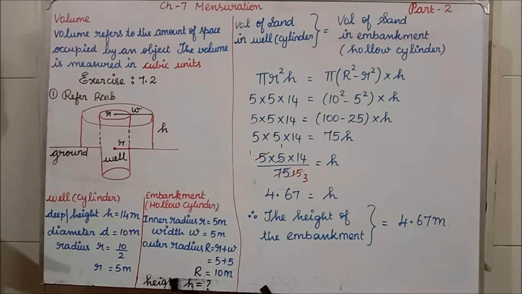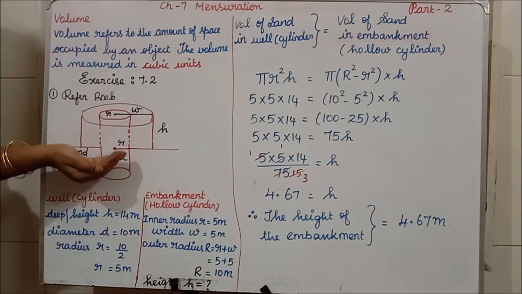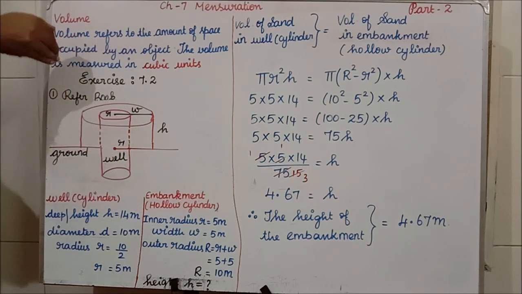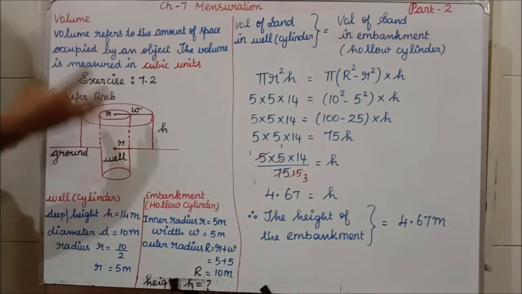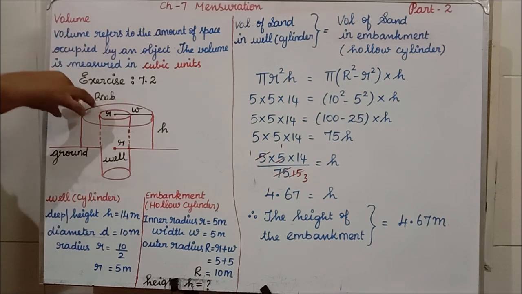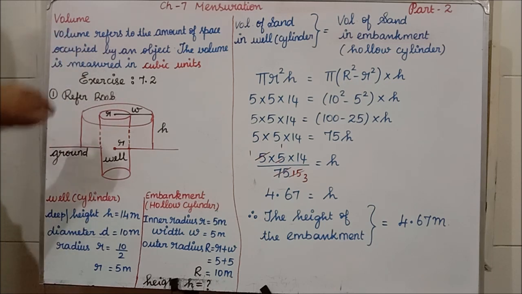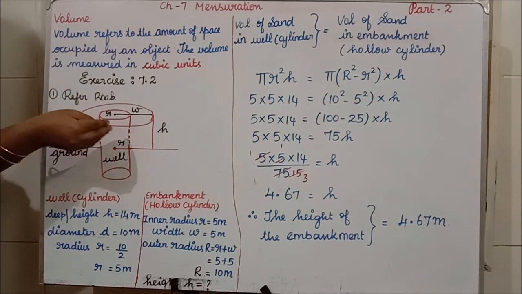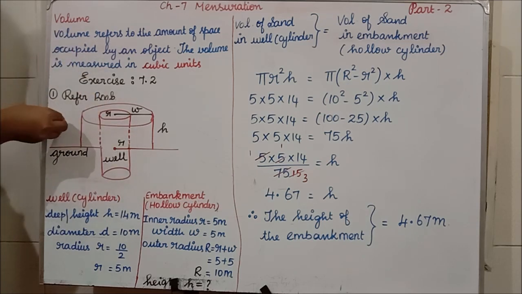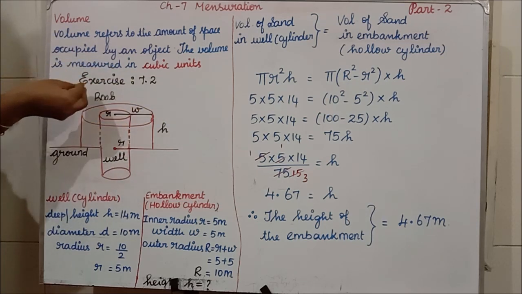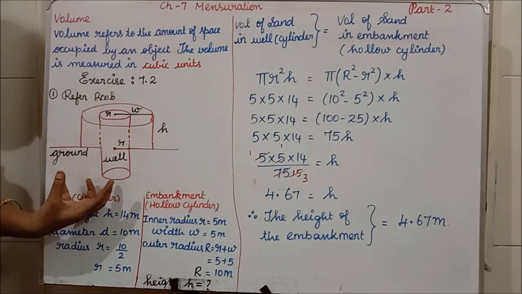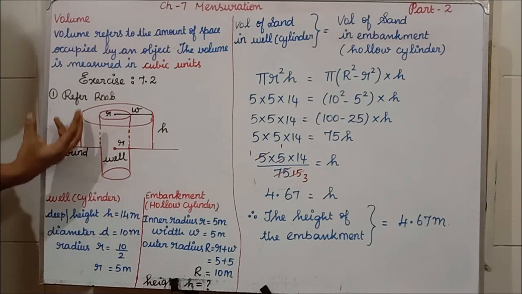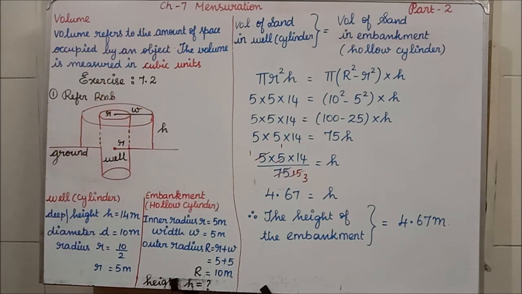Students, if you listen here, what he is doing is taking the well mud and making the embankment, which means the volume of the well is equal to what? The volume of the embankment, isn't it? So how much mud is taken from inside, that mud only is used for making the embankment. So volume of the well is equal to volume of the embankment. Clear, students, all of you?